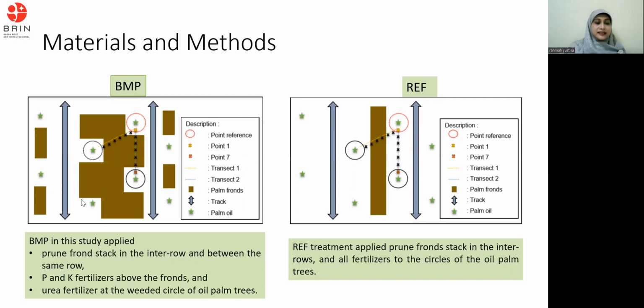The BMP in this study applied pruned fronds stacked in the inter-row and between the same row, applied phosphorus and potassium fertilizer above the fronds, and applied urea fertilizer within the circle of oil palm trees. In the reference treatment, pruned fronds were stacked in the inter-rows and all fertilizer was applied to the circle of the oil palm trees.